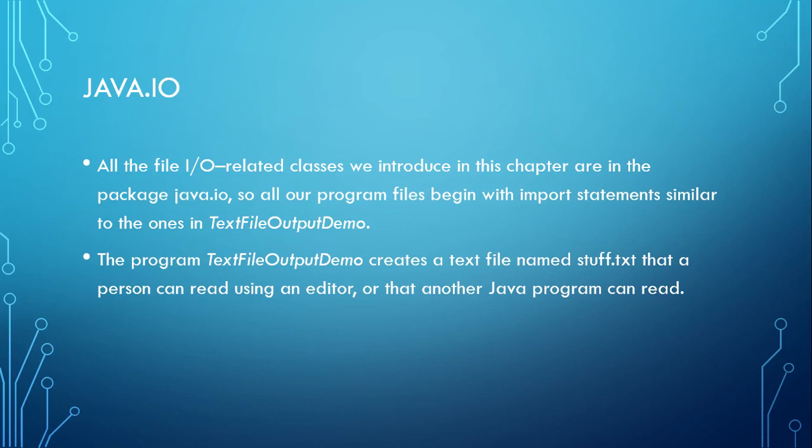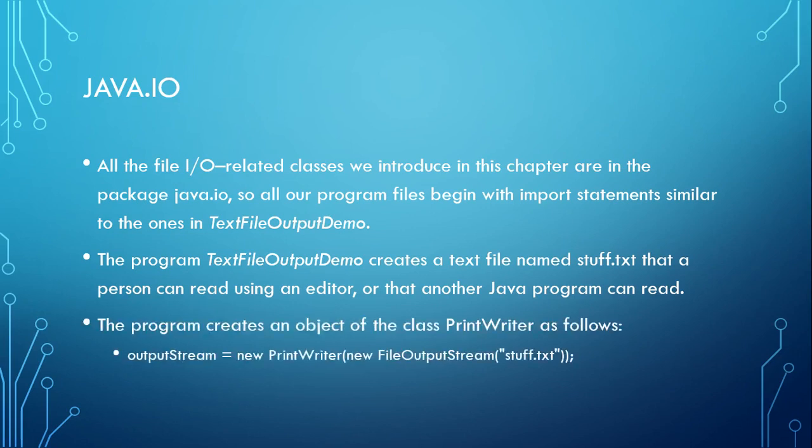In case in point, the stuff.txt file. We can open that right up. Hey, look, we can read it. It's normal text. It's not binary. It's not gibberish. The program creates an object of the class PrintWriter as follows: outputStream = new PrintWriter(new FileOutputStream("stuff.txt")). All right, and we saw that in our program.